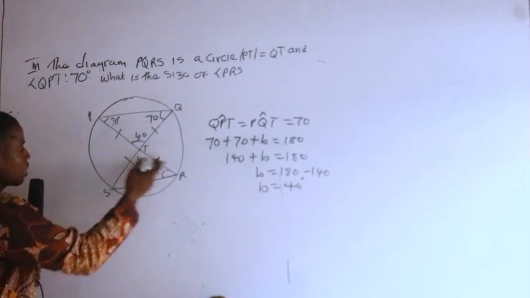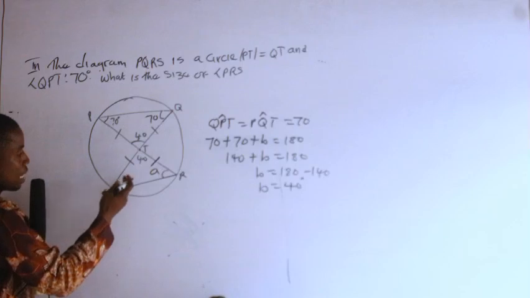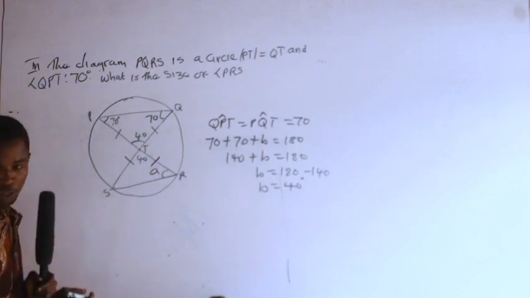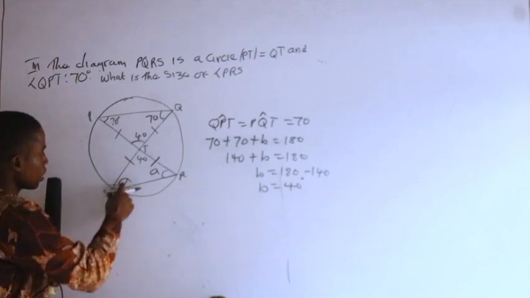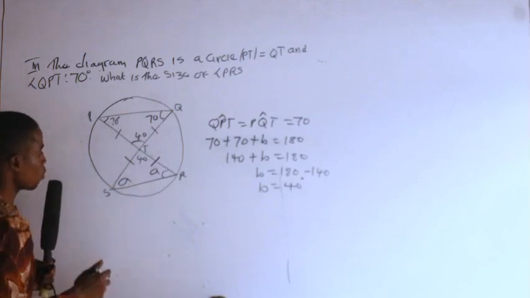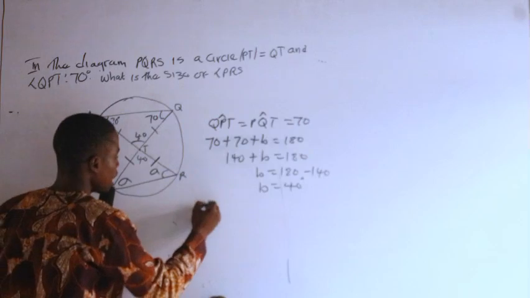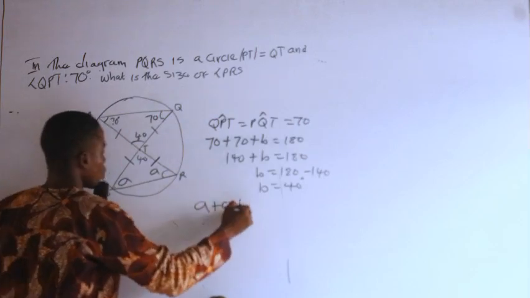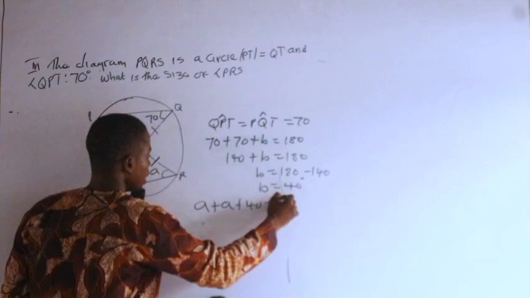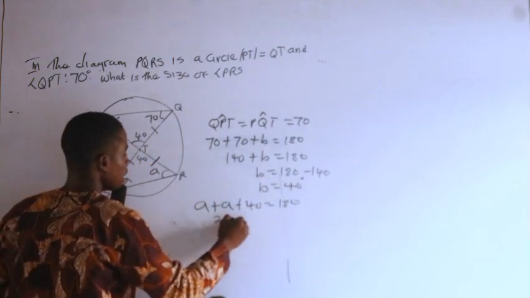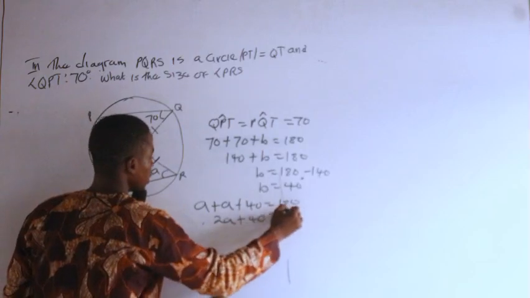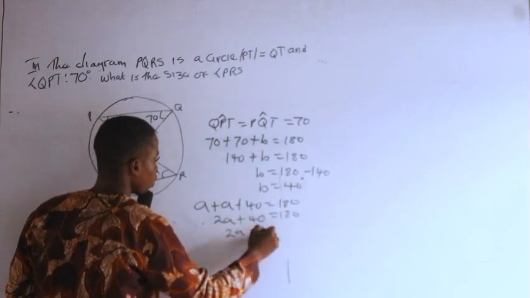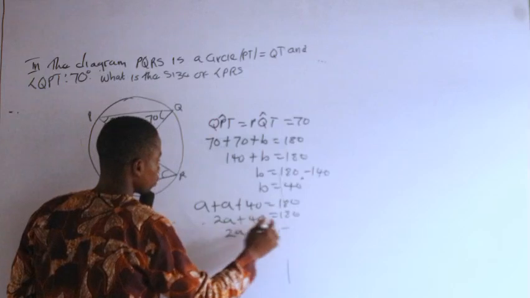Now, when this place and this place are equal, what will be here? Hello? Sir, look at the board. This one will now be A. Yes, they are the same thing. A and A. To find A, A plus A plus 40 equal to 180. It will now be 2A plus 40 equal to 180. 2A equal to 180 minus 40.